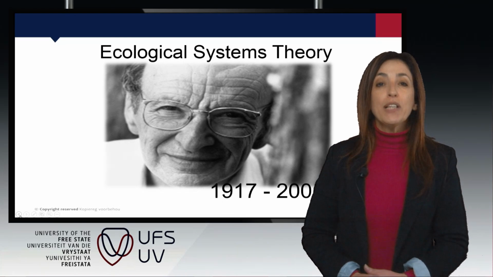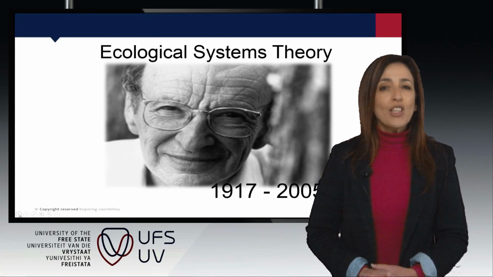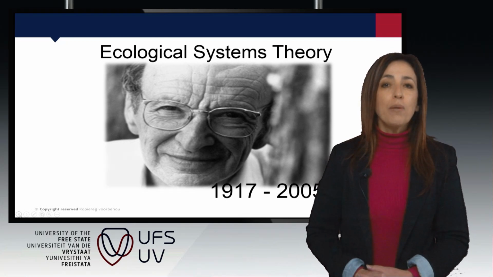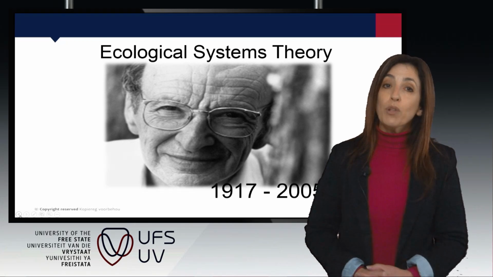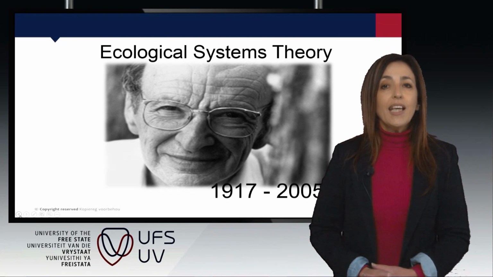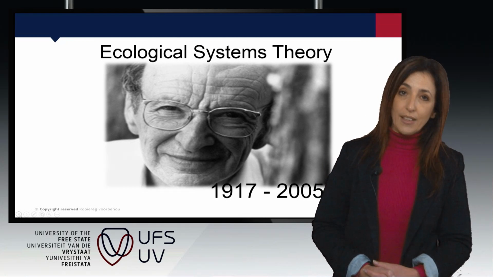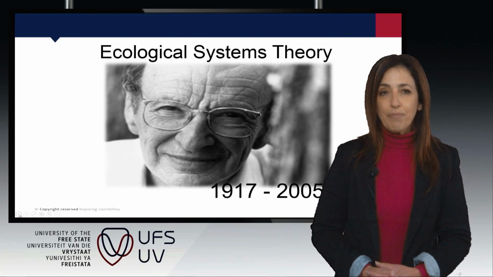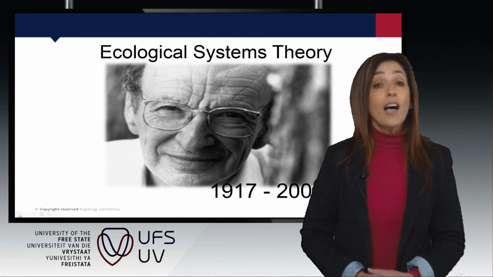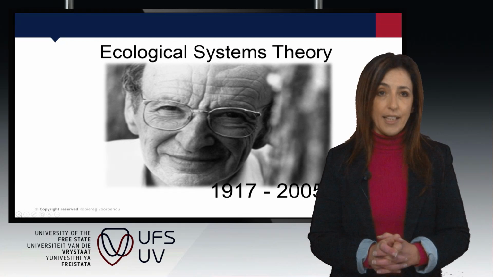In this lesson, we will explore another theory about child development. A Russian-American psychologist called Urie Bronfenbrenner developed what came to be known as the ecological systems theory. His ecological model of children's development shows how certain factors relate to one another. It helps us to understand how children's development is shaped by their social context.